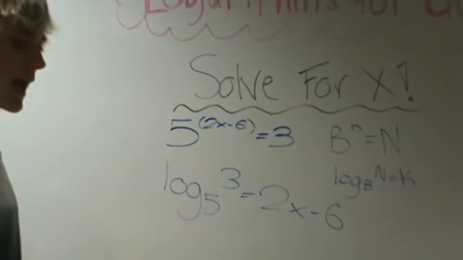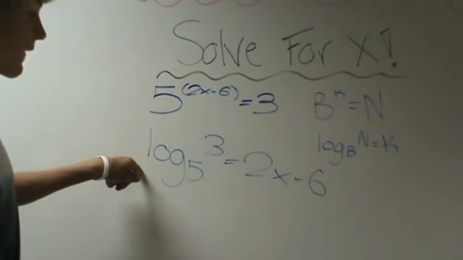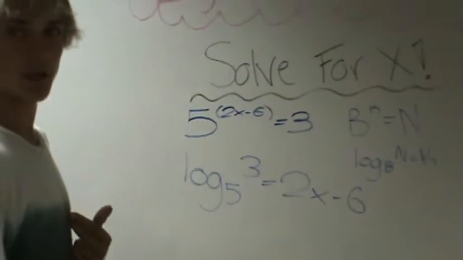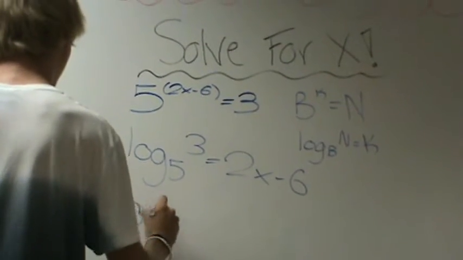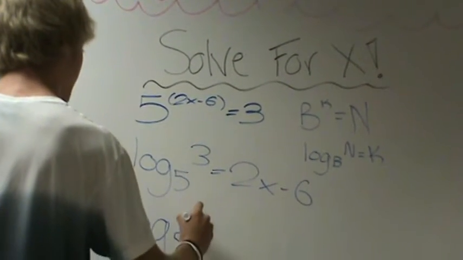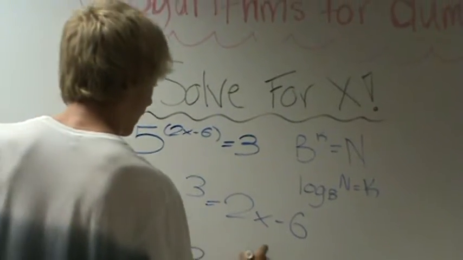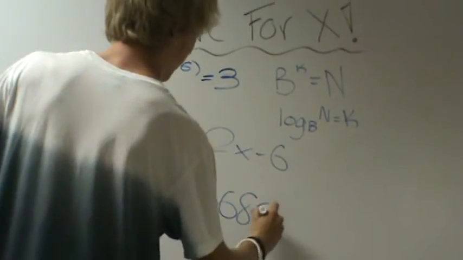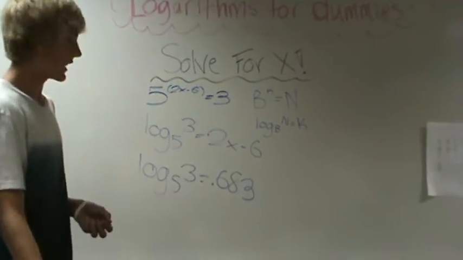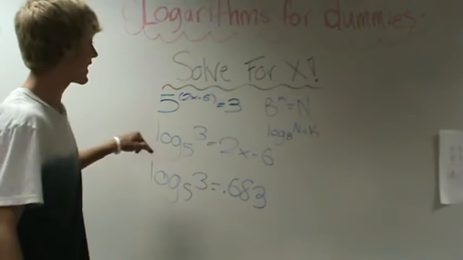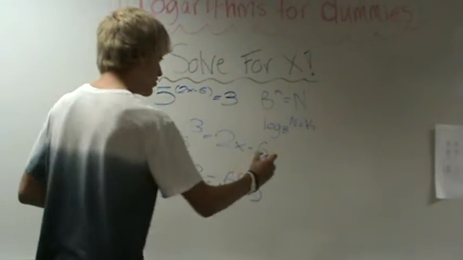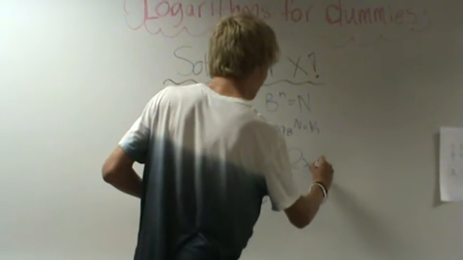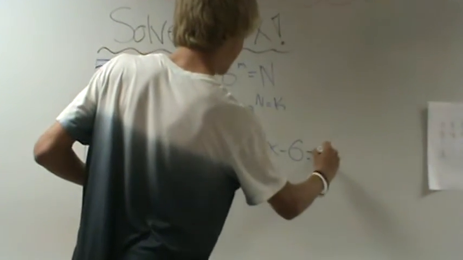So now that you got that, you're going to want to figure out what log 5 of 3 equals. Since I'm a smart guy, I already know that. It's 0.683. Let's write that down so we don't forget it. Alright, now that you got that, we're going to want to plug 0.683 in for log 5 of 3 and solve for x. So 2x minus 6 equals 0.683.